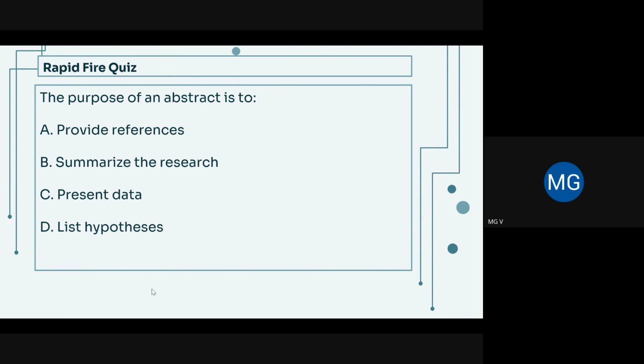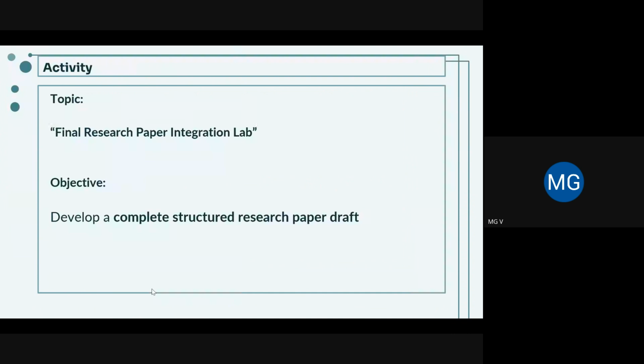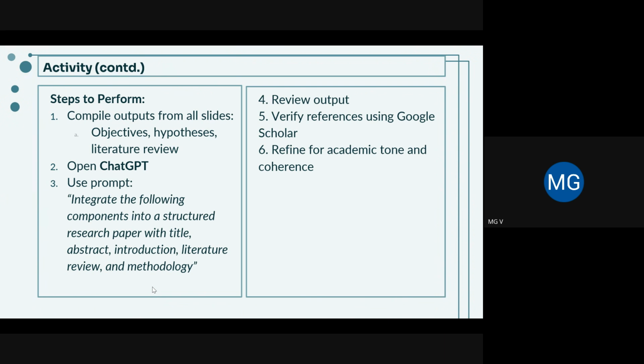The purpose of abstract is to, right, summarize the research. Activity time, final research paper integration lab, that is, we can develop a complete structured research paper draft. For this, we can compile outputs from all the slides of today and yesterday.